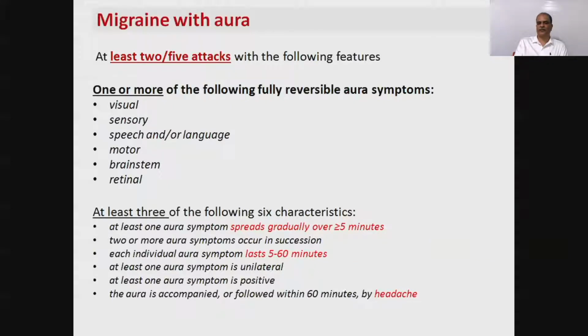The symptoms should spread gradually over 5 minutes, and should last at least 1 minute. And usually whatever aura the patient has should be followed by headache. So these are all the laid down criteria for diagnosing migraine without aura and migraine with aura.